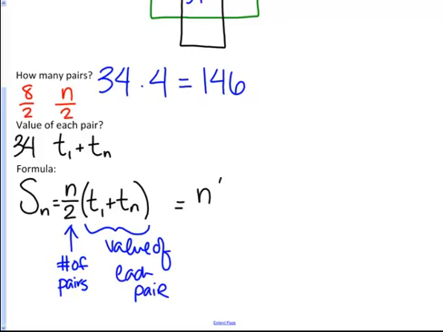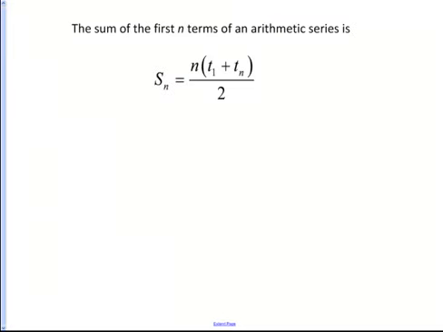We have an alternate way we can write this formula. You can write it as n times the first term plus the last term and the entire thing divided by 2, and that's what you'll see in your book. So just for your notes, here's the formula we established for an arithmetic series.